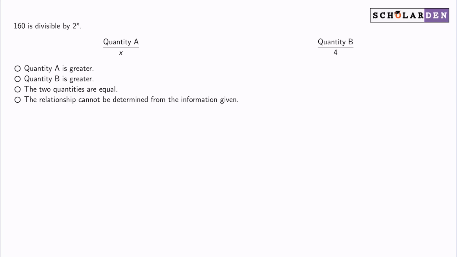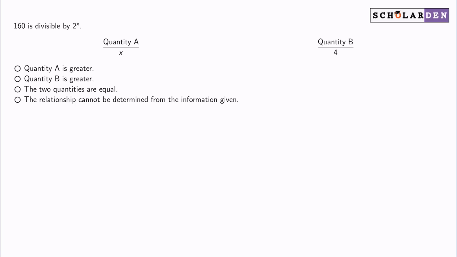160 is divisible by 2^x. So that's the condition of the problem, and now we're presented with a quantitative comparison. What we want to determine is whether or not one quantity is greater than the other, they're congruent or equal, or we just can't determine the relationship based on the information given.